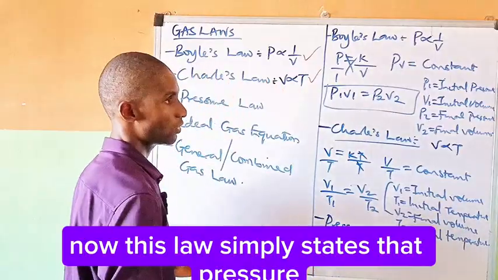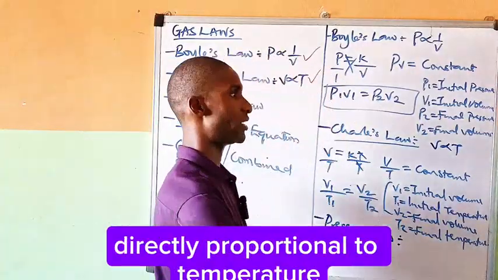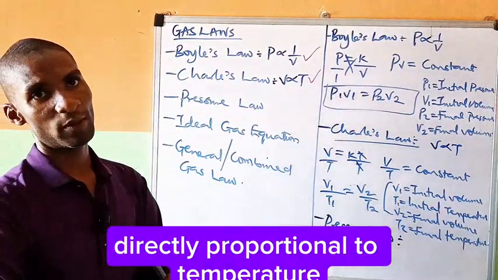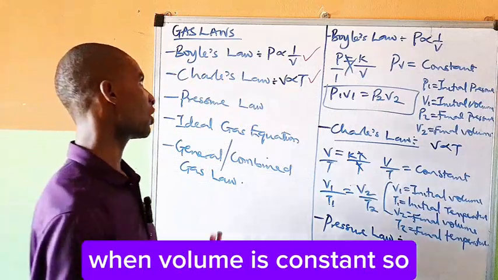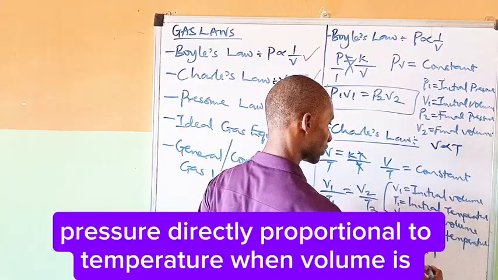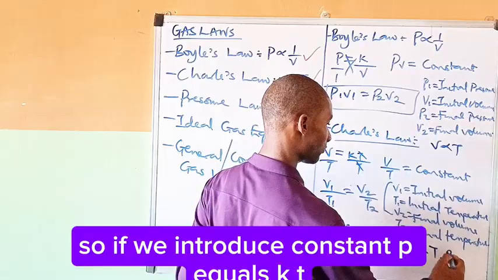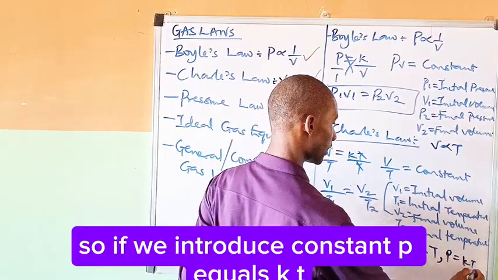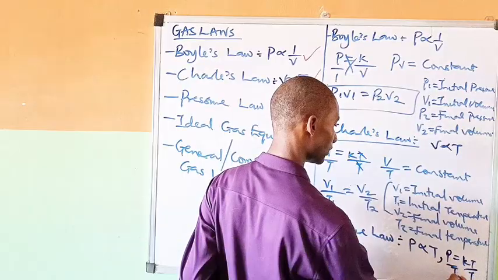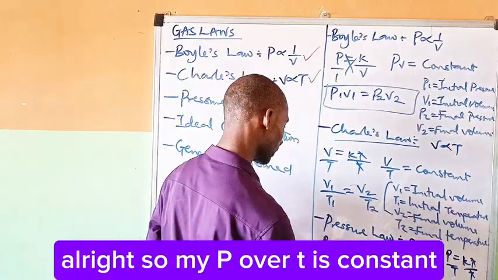Now this law simply states that pressure is directly proportional to temperature when volume is constant. So if we introduce a constant, P equals KT, I'll divide both sides by T. So P over T is constant.